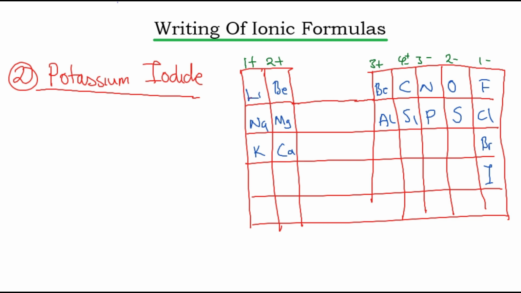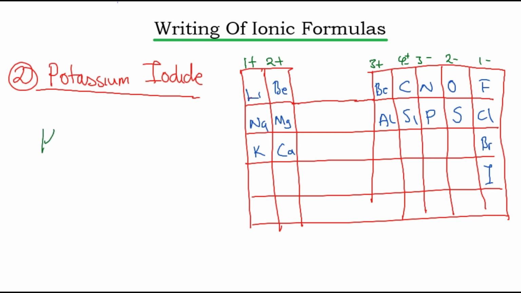So in the next example, we've been asked to write the formula of potassium iodide. Potassium iodide. Potassium is here, symbolized by letter K, and it's in this column where it has a charge of +1. Iodine is in this column for nonmetals, where the column has a charge of -1. So how do we write this ionic formula? Remember, we start with the cation first, then the anion.